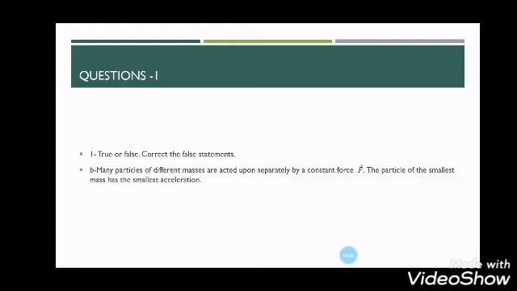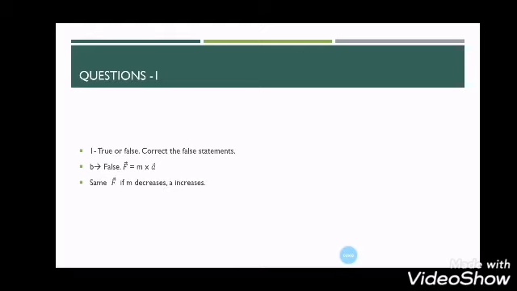Many particles of different masses are acted upon separately by a constant force F. The particle of the smallest mass has the smallest acceleration. Well, if you consider two particles having different masses, if you throw each one with the same force, the smallest one is not going to have the smallest acceleration, of course. It's going to have the highest acceleration because acceleration is inversely proportional to mass. So this is false. F equals M times A. So if you have the same force and M decreases, A should increase. Smallest mass, highest acceleration.